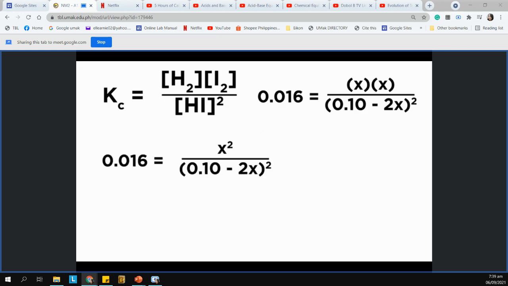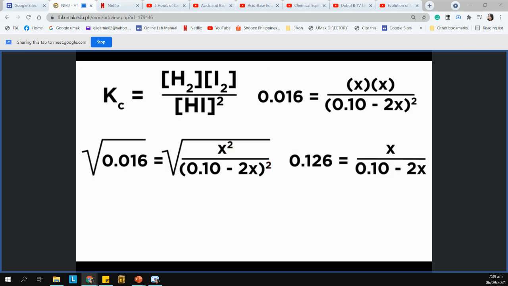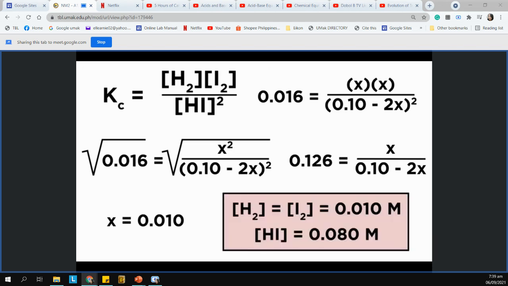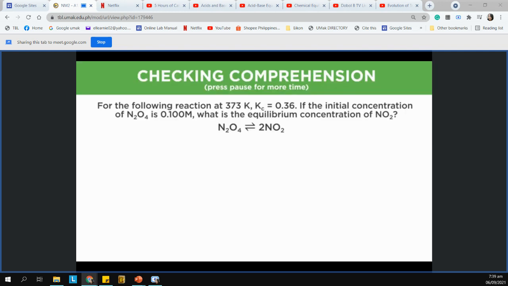Luckily, on the right, both the numerator and denominator are squared, so we can take the square root of both sides. If it wasn't this convenient, we may have had to use the quadratic equation. But as is, we can solve for x and use that to determine all the equilibrium concentrations. Let's check comprehension.